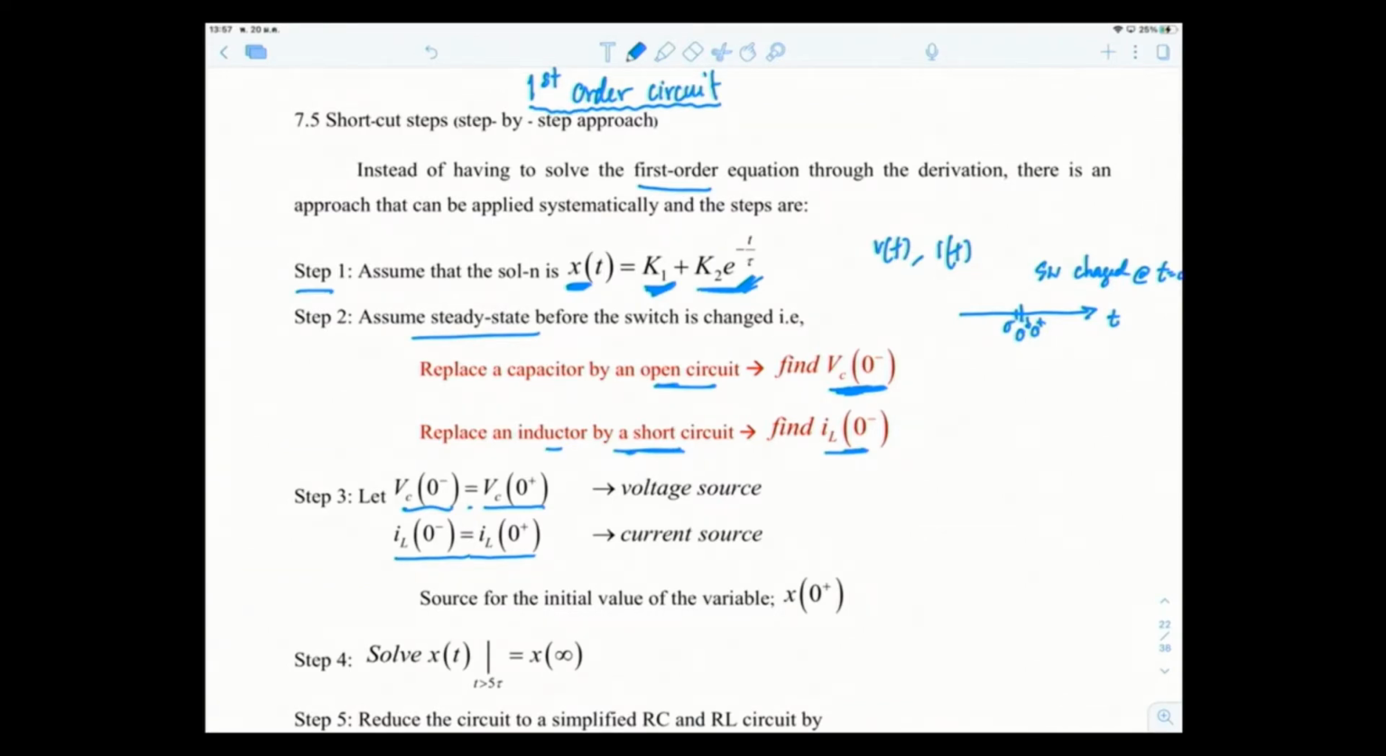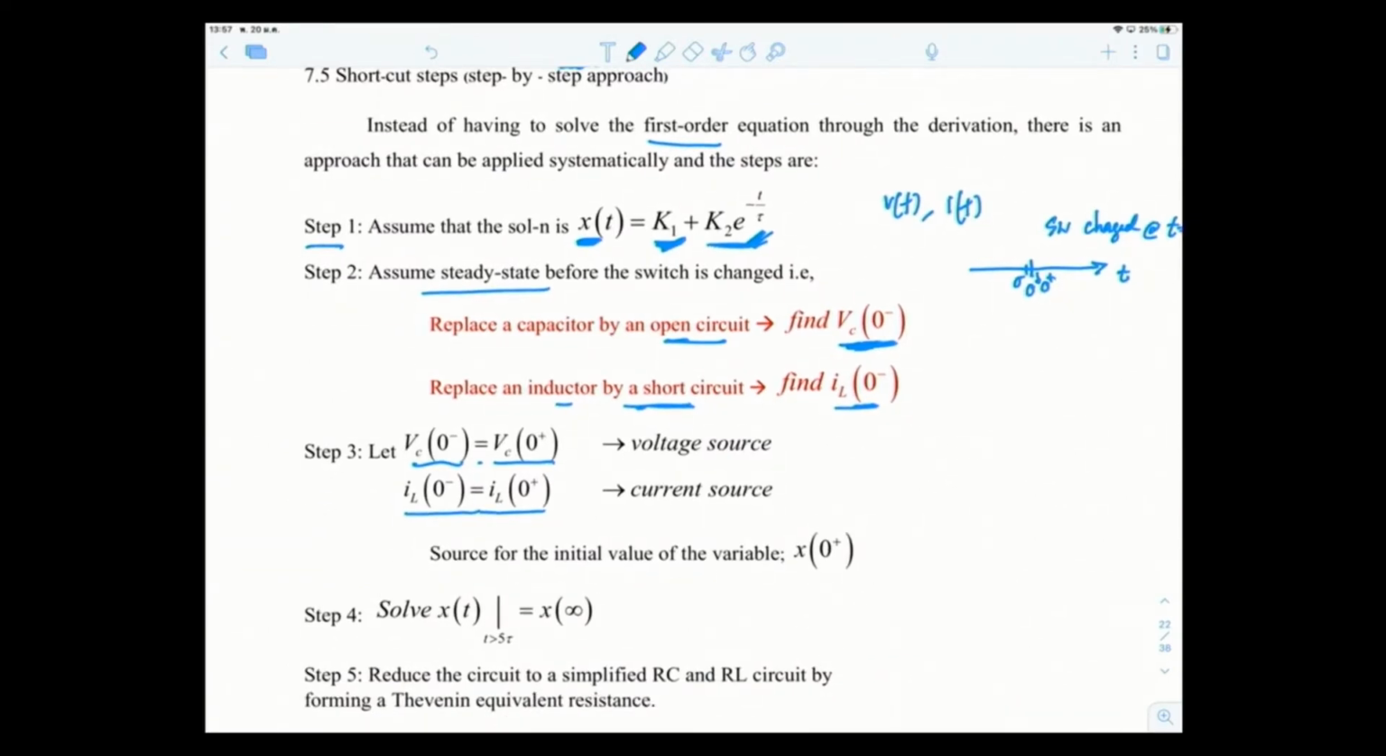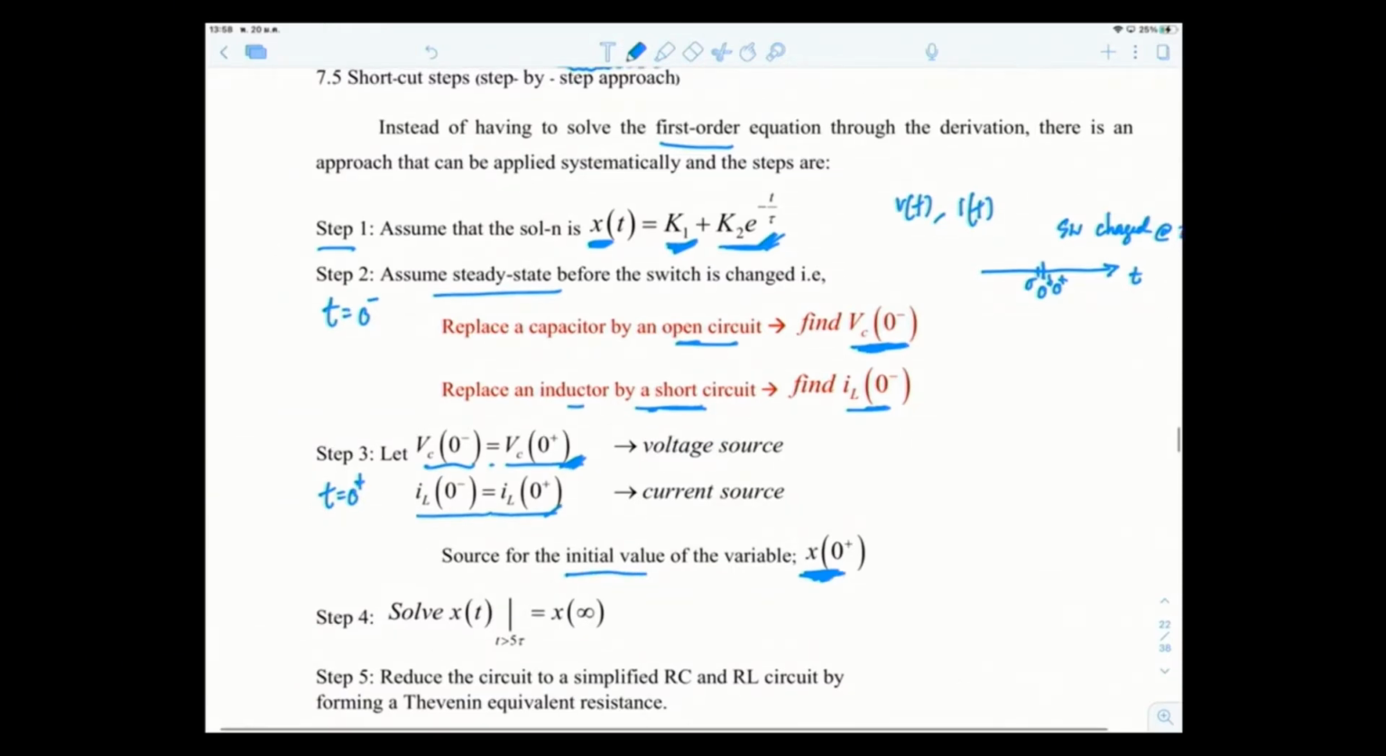When you do that, right now you're at t equal to 0 plus. In step 2, you analyze your circuit at t equal to 0 minus. At step 3, you analyze the circuit at t equal to 0 plus. So you find VC at 0 plus, IL at 0 plus, depending on which elements are in your circuit. Then with this condition in mind, you find the initial values for your answer at this instant in time, t equal to 0 plus.